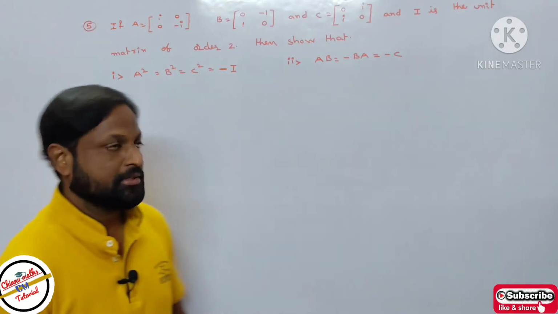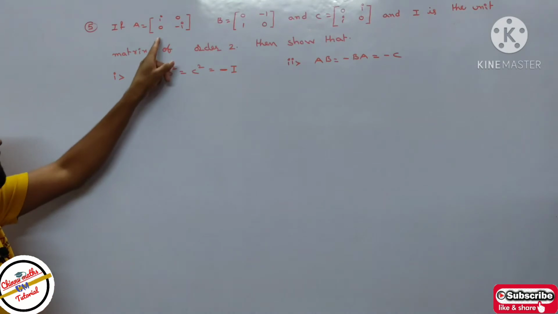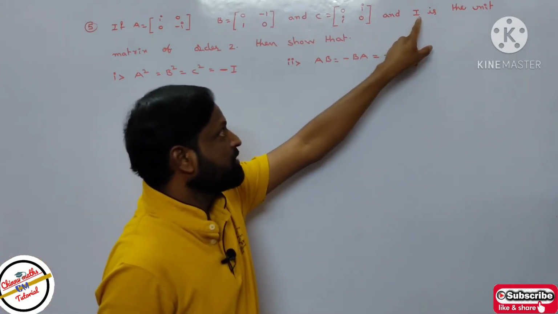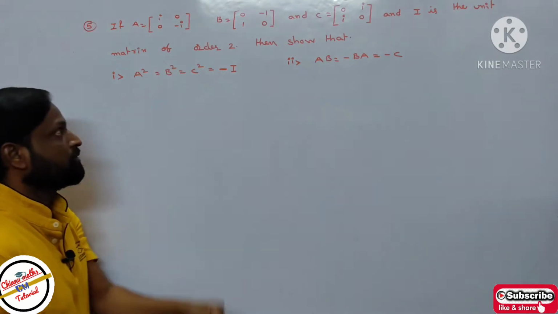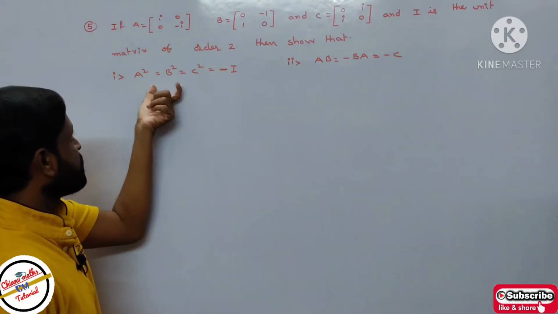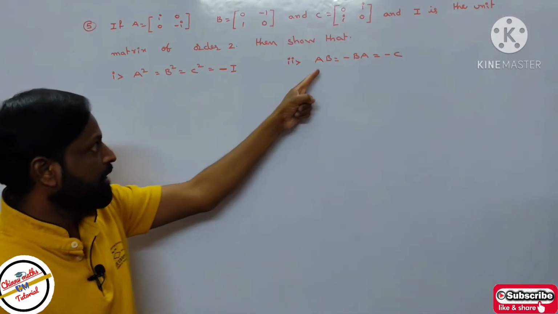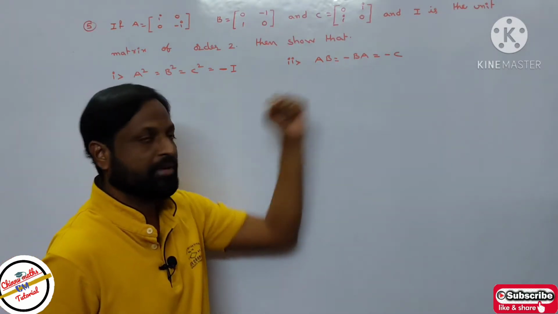Next question we can discuss. Given matrices A, B and C, where I is the unit matrix of order 2, show that A square equals B square equals C square equals minus I. The second question is AB equals minus BA equals minus C.